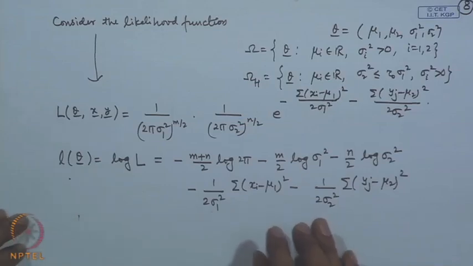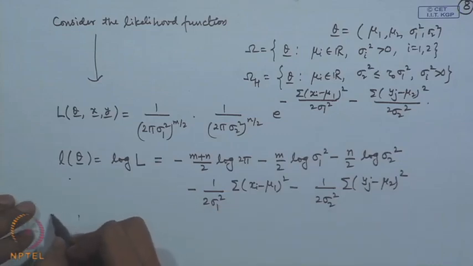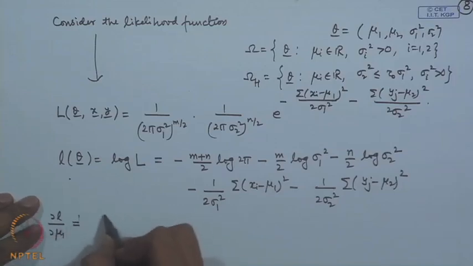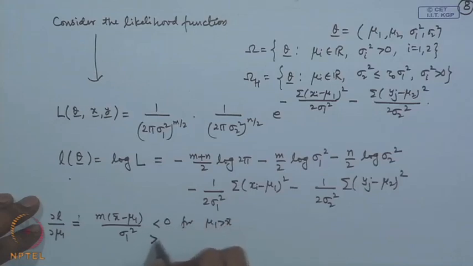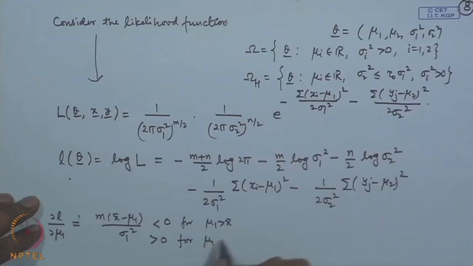So, this is a full setup with 4 parameters in the 2 normal populations and they are independent. Therefore, the solution is straightforward here. If I consider del L by del mu1, that will give me m (x bar minus mu1) by sigma1 squared, which is less than 0 for mu1 greater than x bar and greater than 0 for mu1 less than x bar. So, mu1 hat under omega is equal to x bar.